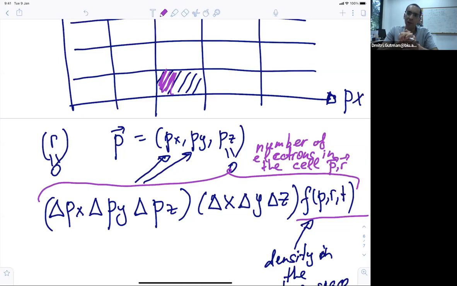On the other hand, I want these cells to be sufficiently large, such that on average, I would have sufficiently many electrons in each and every cell, such that I can employ ideas of statistical physics. I don't want to talk about one electron. I want to have a system. This is sufficiently many electrons such that I can employ ideas of statistical mechanics.